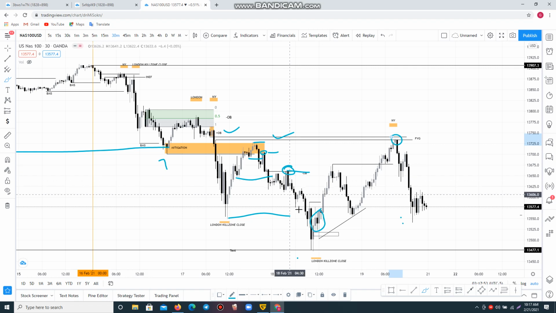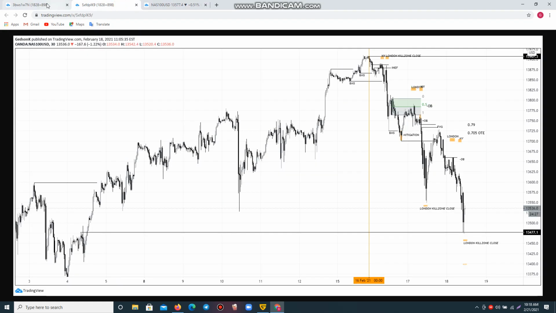Then the market dropped from the London. Then we go here. This one was New York. This level was New York for the continuation. Then the market started pushing to the upside. So I want to show you guys the analysis that I made. Then I'm going to explain also more on the analysis that I made before.